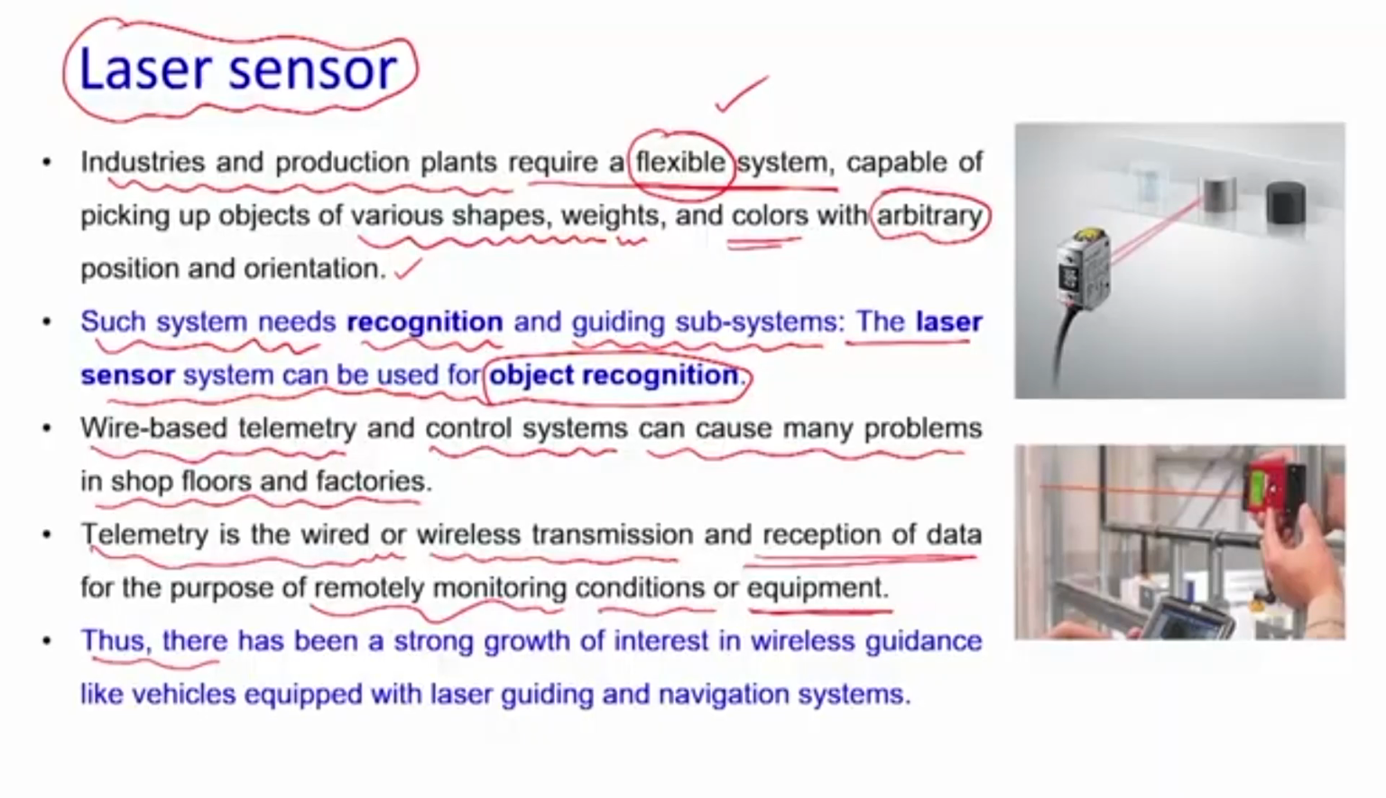So, here we should have some sort of equipment or technology which is wireless, which can remove the wired connection, and lasers are helping to solve this problem. Thus, there has been a strong growth of interest in wireless guidance. Where is this system used? In vehicles which have a laser guiding and navigation system.